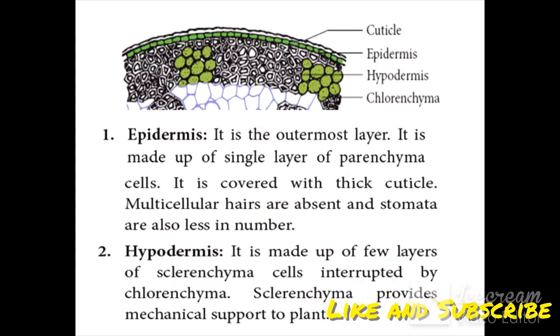Epidermis, you know it is the outermost layer. It is made up of single layer of parenchyma cells. It is covered with a thick cuticle. Multicellular hairs are absent and the stomata are also less in number. Hypodermis is second one, made up of few layer of sclerenchyma cells interrupted by chlorenchyma. Sclerenchyma provide mechanical support to the plant.